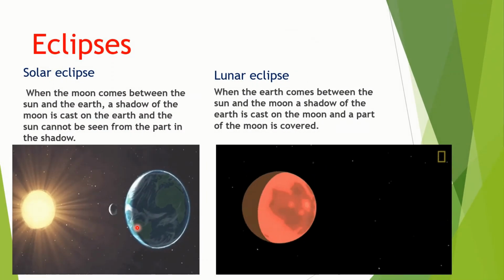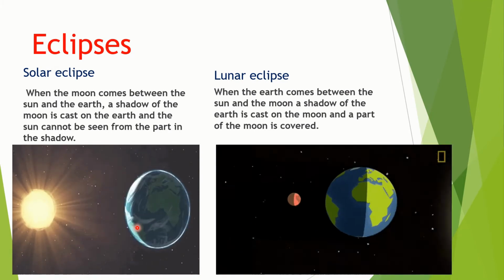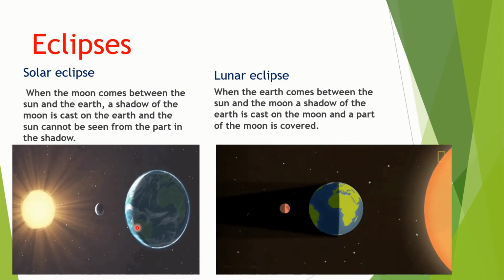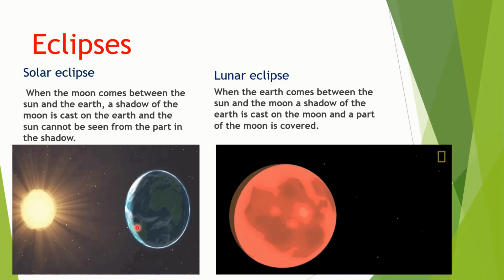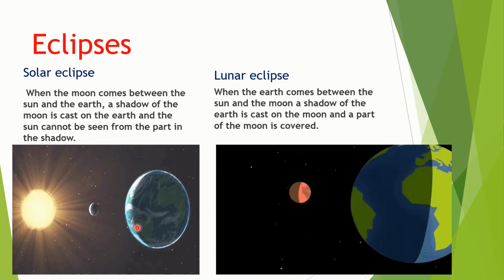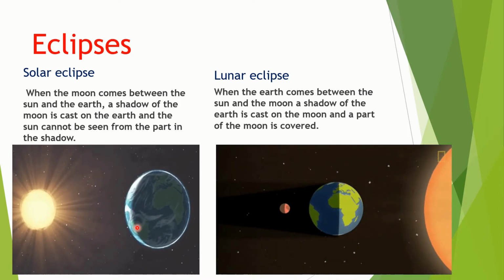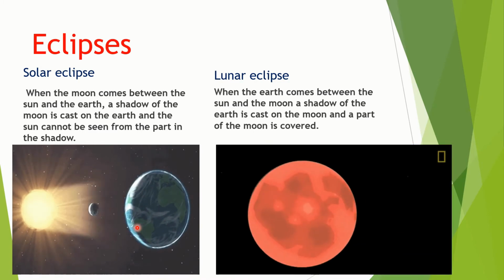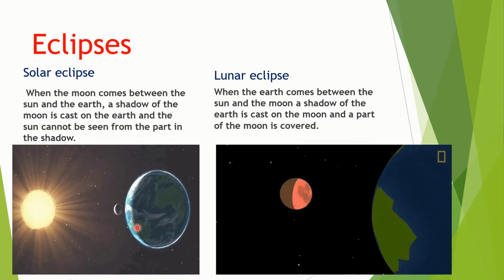Students, let's differentiate between the solar eclipse and lunar eclipse. When the moon comes between the sun and the earth, a shadow of the moon is cast on the earth and the sun cannot be seen from the part in the shadow. This we can observe in a solar eclipse.